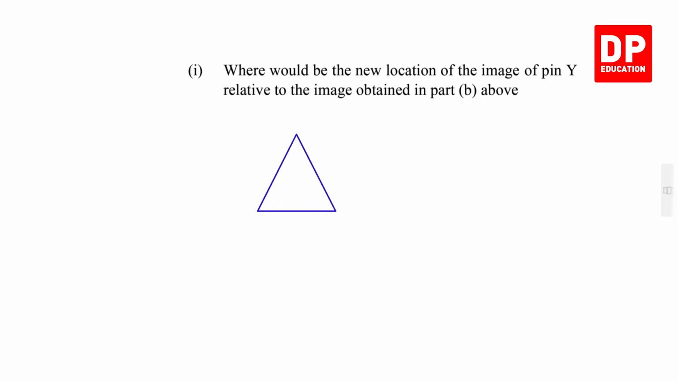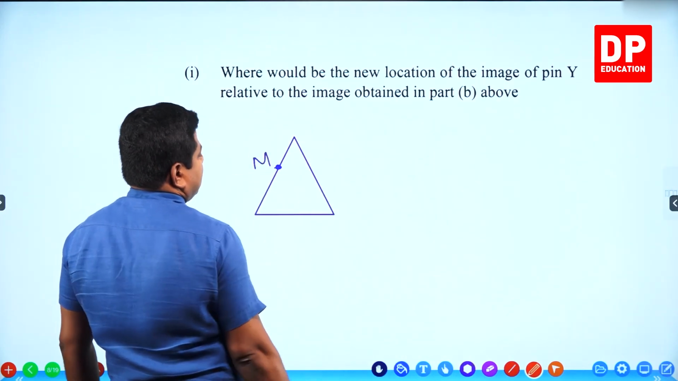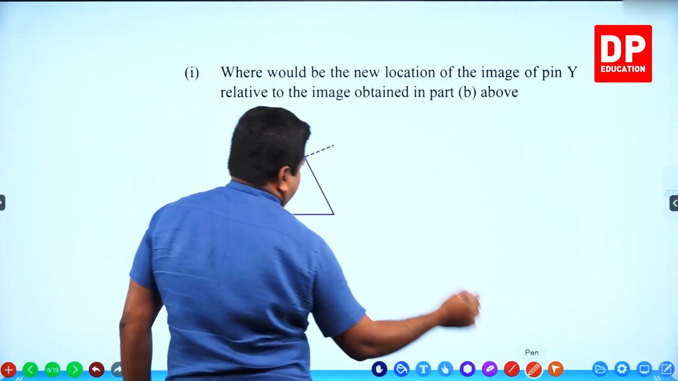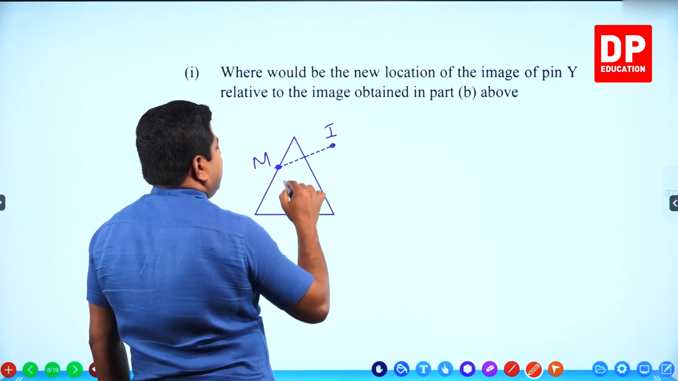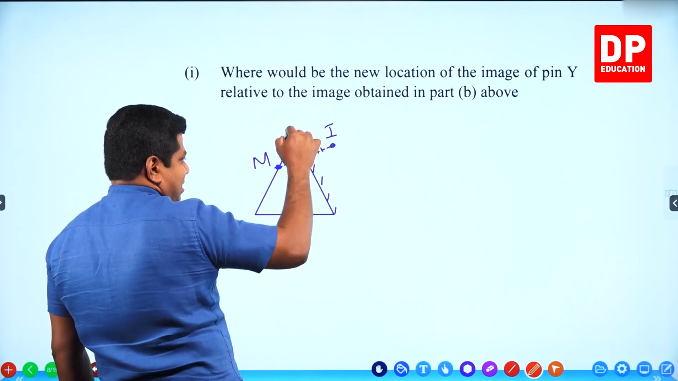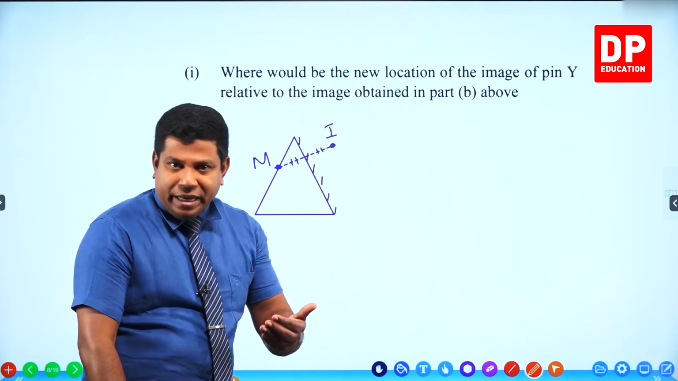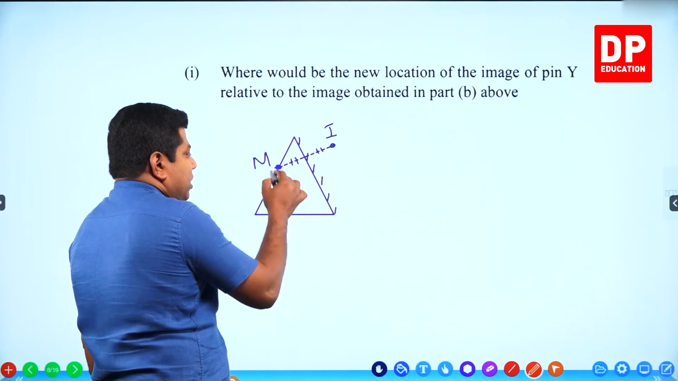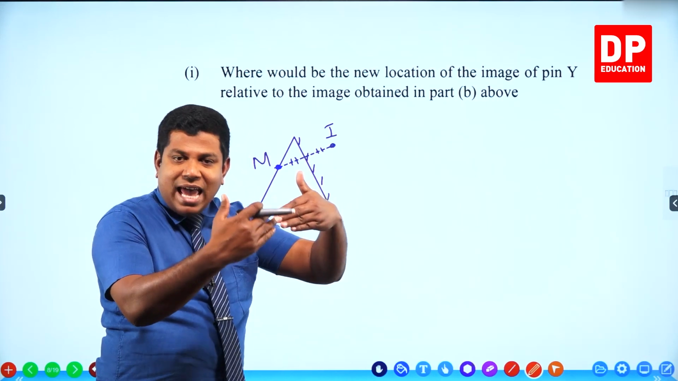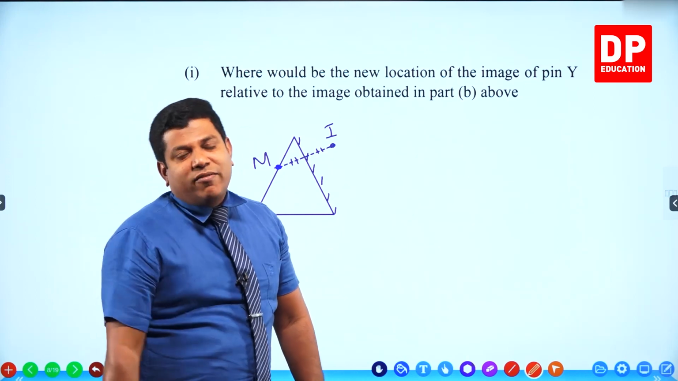Now see, this is the prism. This is where the point M is. You draw the normal. This is where the image is. Right? So when you find the image, what happens? This side acts like a mirror. Why? There is reflection happening. Total internal reflection is happening. Whenever reflection is happening, that face acts like a mirror. On a mirror, the object distance and the image distance have to be equal.